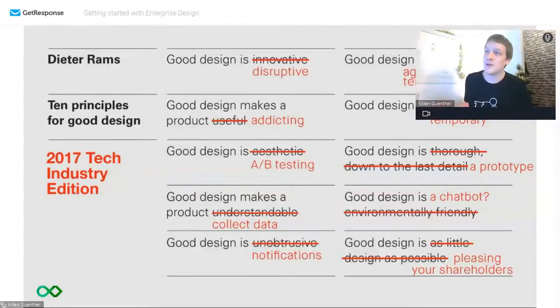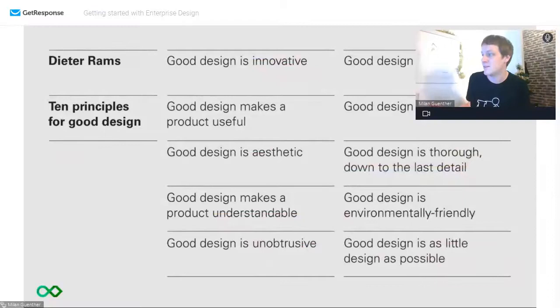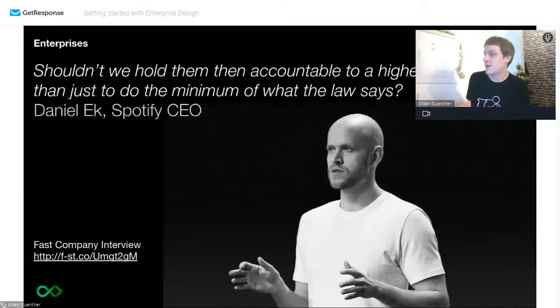And so in order to actually get to enterprises that are better and that deliver on their promises, we have to challenge this, and we have to look at, okay, how do we design enterprises that are actually adhering to these things, but also changes to the way things are being done today that are actually possible. And here's a quote from Daniel Ek. He is the CEO of Spotify.